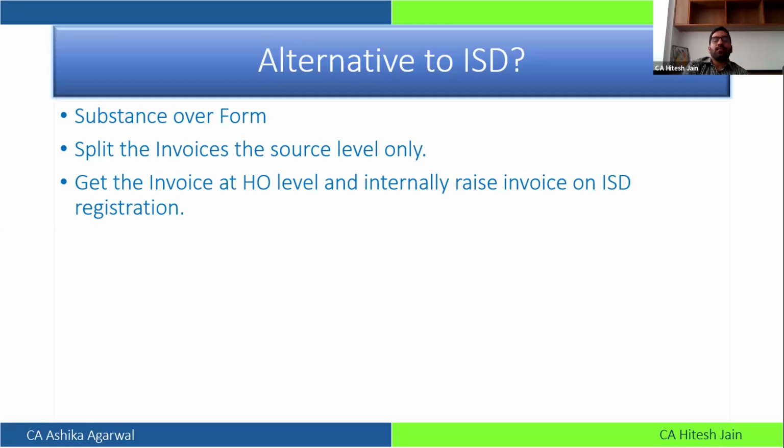Now, what else can be done to avoid ISD compliances? Since cross charge is also coexisting at the same time, we can actually take the bill in the name of the HO and we can internally raise an invoice on the ISD registration. So once we get the bill from the third party vendor in our HO registration, from HO we raise it to the ISD. So our compliance gets reduced at this stage as well.